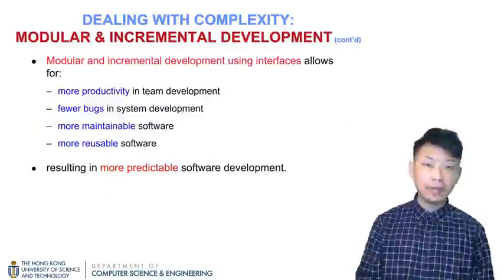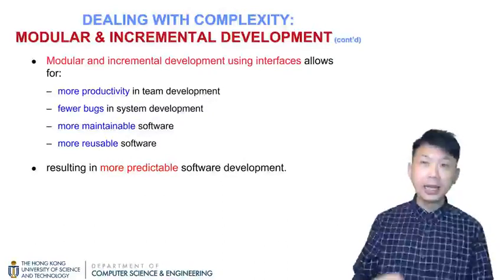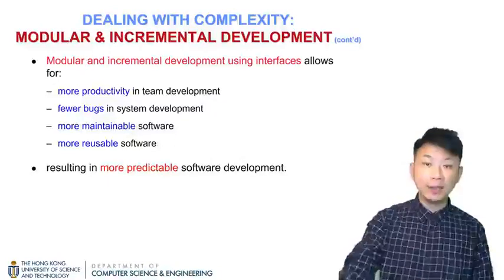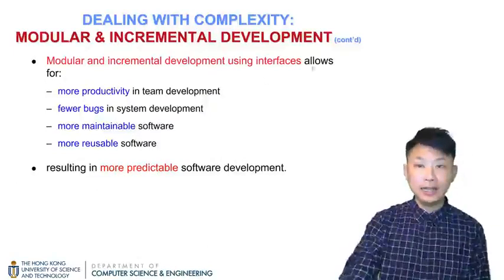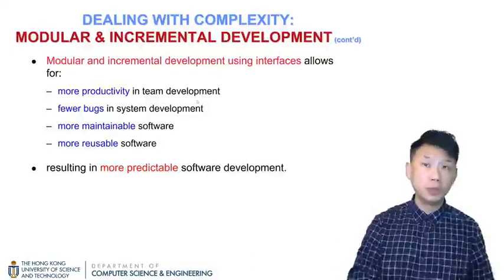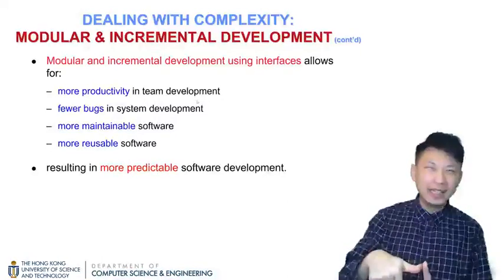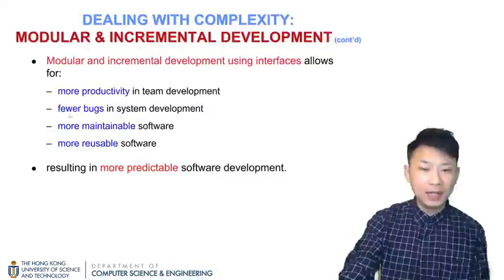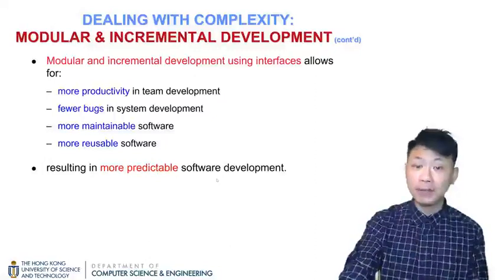So now, by applying modularity and also incremental development, that means you chunk the large software system into smaller pieces, and then you handle one small piece at a time. And then also using interfaces for the modules, for the smaller pieces, it allows more productivity in team development because one team is going to be responsible for just one small thing. And just because people are focusing on one small thing instead of a large software system, eventually we may get fewer bugs in system development, and also more maintainable software, and also more reusable software, and resulting in more predictable software development.